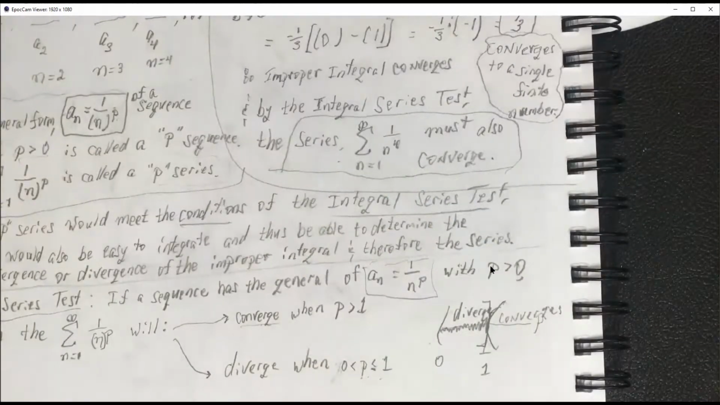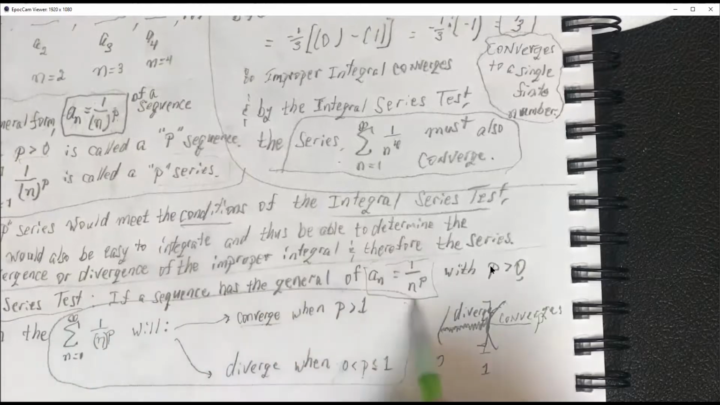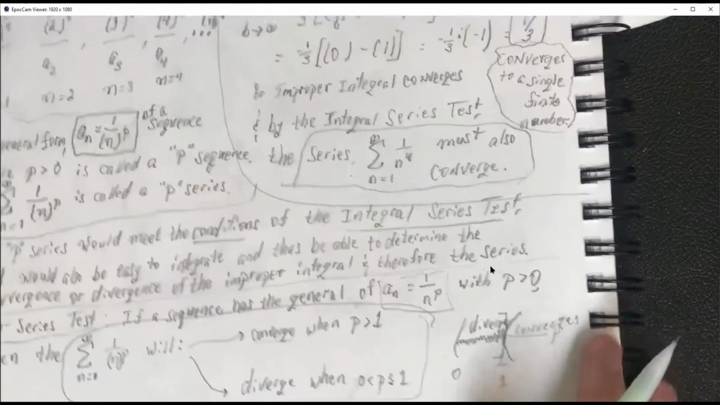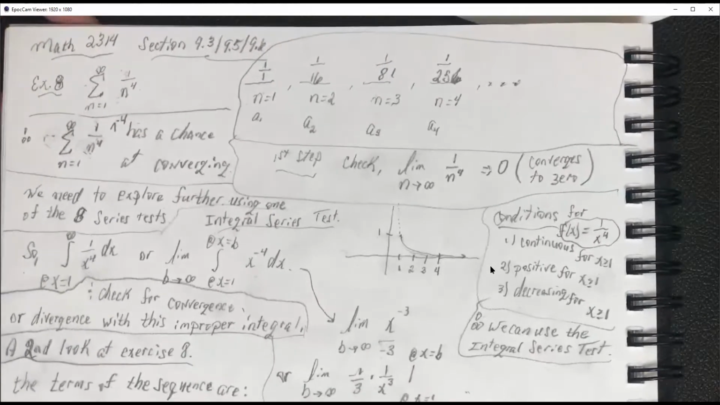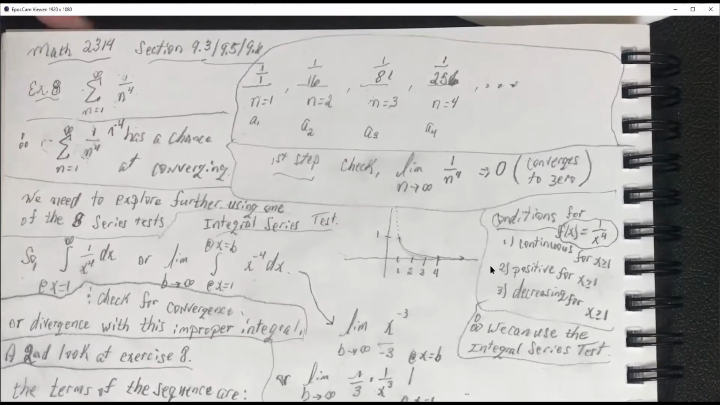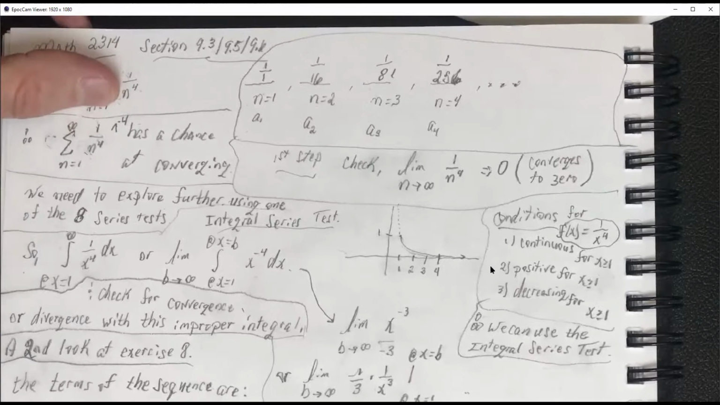Any questions there? No. So how could we have done number 8 then if we did not wish to use the integral series test? Does this have the form of a P sequence, guys? Yes. So this is a P sequence.